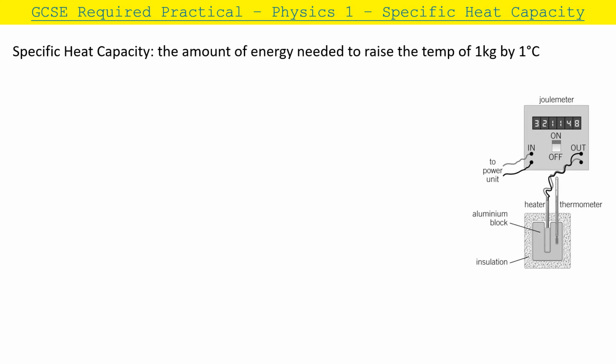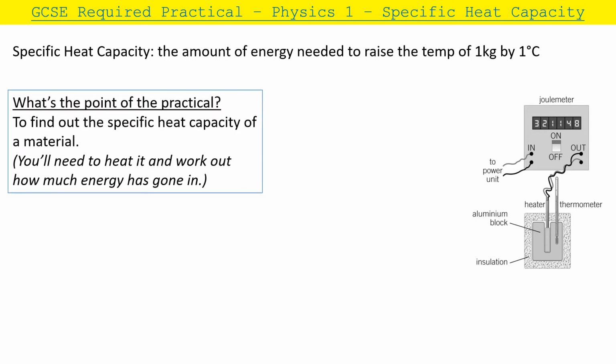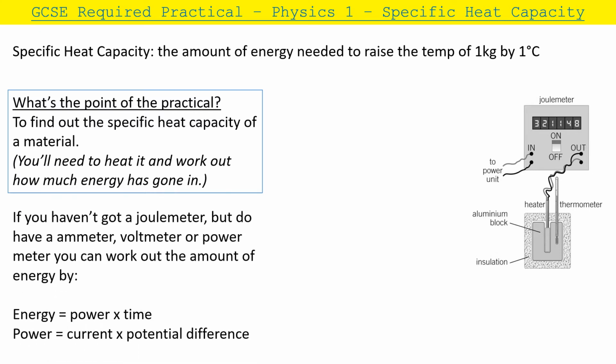So specific heat capacity is the amount of energy needed to raise the temperature of 1 kilogram of any material by 1 degree C. The point of this practical is to find the specific heat capacity of a material. And you need to heat it up and work out how much energy has gone in. And if you haven't got a joule meter, but you do have an ammeter, a voltmeter, or a power meter, you can work this out. And again, we can use those two equations that we have talked about before.